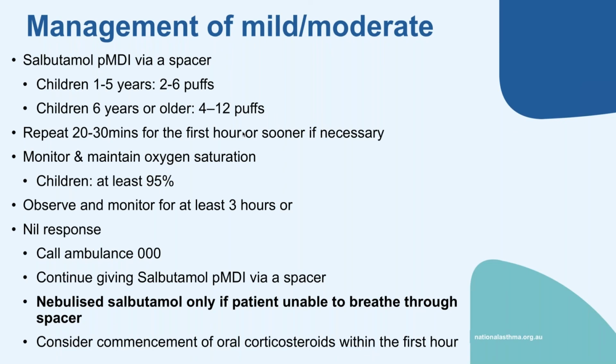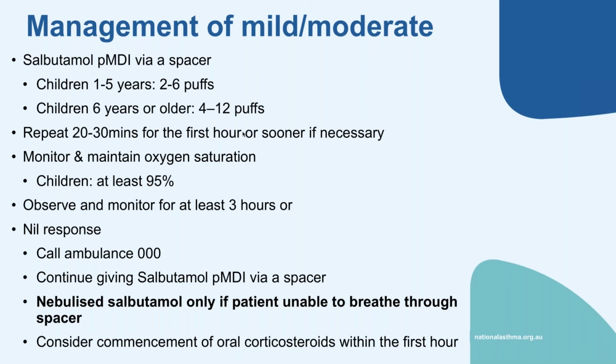So if we're looking at mild to moderate management, we would usually be giving salbutamol 100 micrograms via a spacer using an MDI. So for children 1 to 5 years, that'd be 2 to 6 puffs. And in children 6 years and older, it'd be 4 to 12 puffs. We'd repeat those doses every 20 to 30 minutes for the first hour, or sooner if necessary. So again, that's 1 puff at a time, followed by 4 breaths, remembering to shake the MDI in between the actuations.